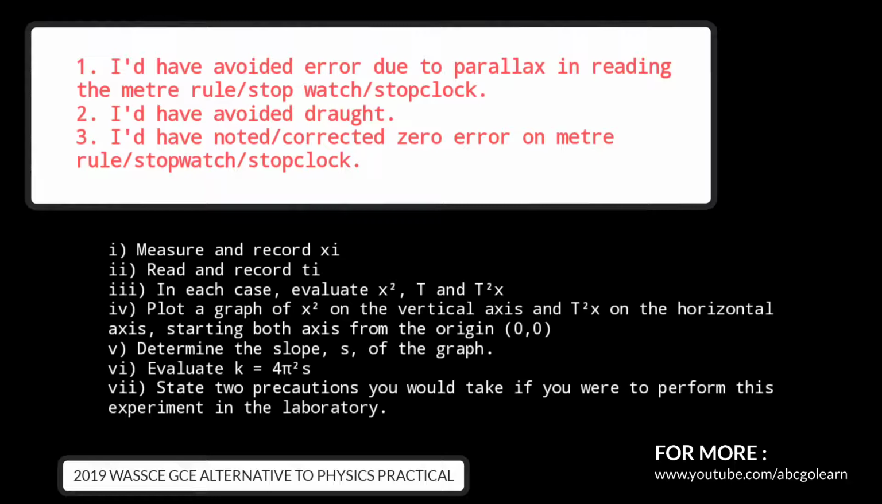Some people might write stopwatch, meter rule, and all that. And then the next one, I would have avoided error due to parallax. You know, parallax error and zero error, they are not the same. Do you understand? So in the reading, the meter rule, the stopwatch, and the stop clock.